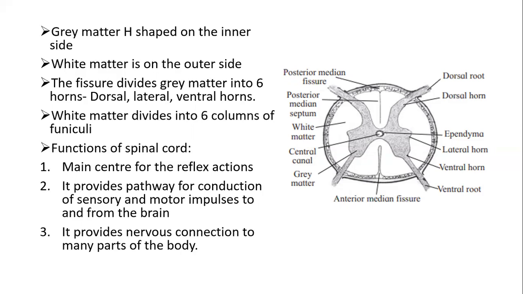बघा इथे दिसतंय हे फिगर मध्ये, H-shaped structure or butterfly shape, which is inner side. Inner side ला gray matter आहे. While the outer side, which is having the white matter. The fissure divides the gray matter into 6 horns, that is dorsal, lateral and ventral horns. आपण फिगर मध्ये बघू शकतो. Dorsal horn, ventral horn आणि lateral horn.